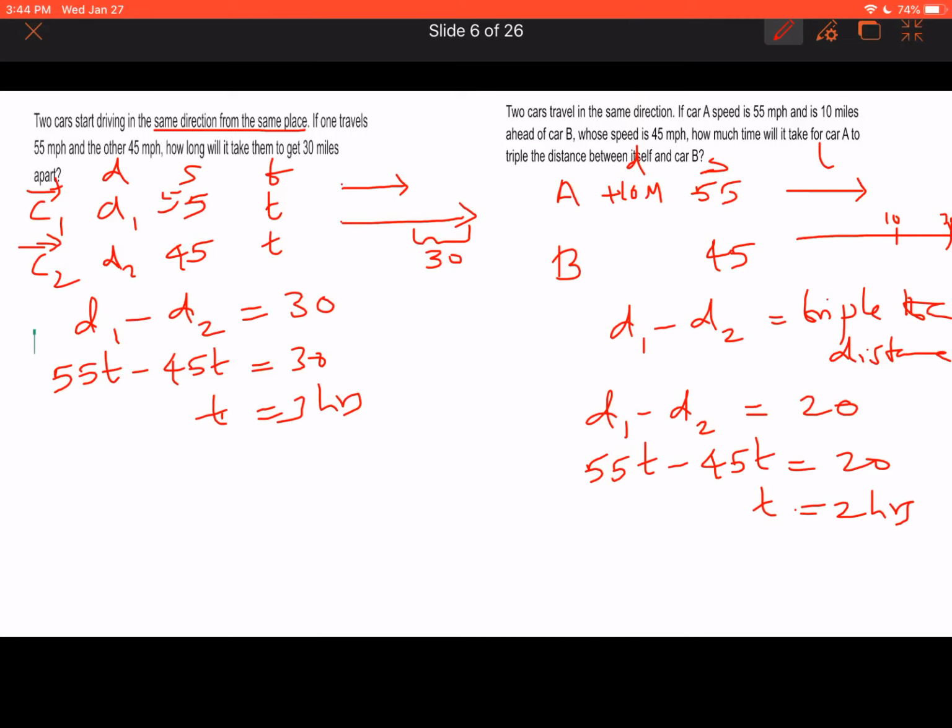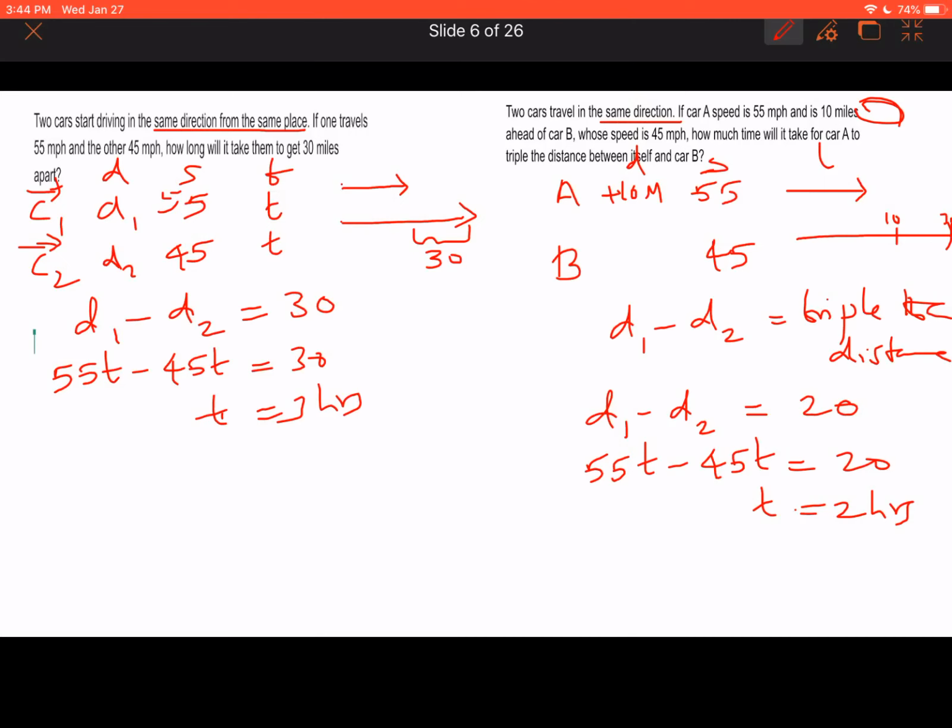So this difference, see, same direction, but this is starting from the same place, whereas these two cars are traveling already ahead by 10 miles from that place, to reach a distance more than that. Okay, we have to find, so that's going to be 2 hours.